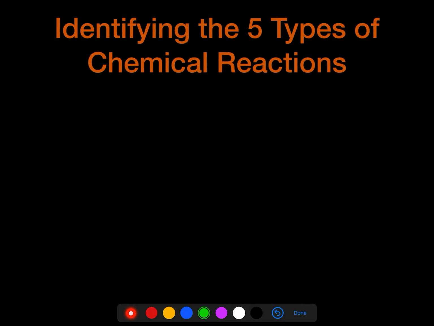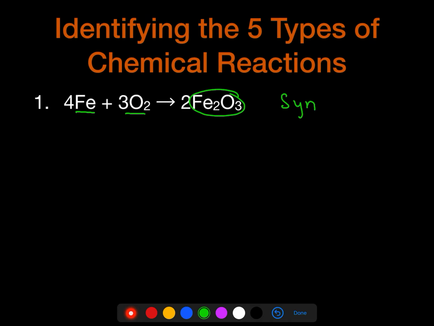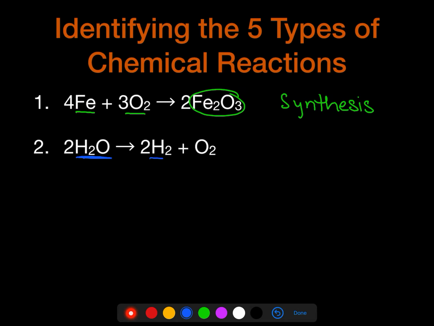So there's 5 major types of chemical reactions, and we're going to learn more about these as the year goes on. But in this first one, we have 2 individual things, and they are going to form one thing, and so we call this synthesis. Some textbooks refer to it as combination reactions, but I like synthesis best. In the second one, we see water, one thing, and then we're going to split it apart into 2 different things, and that's going to be something we call decomposition.